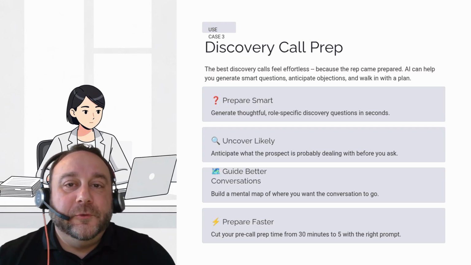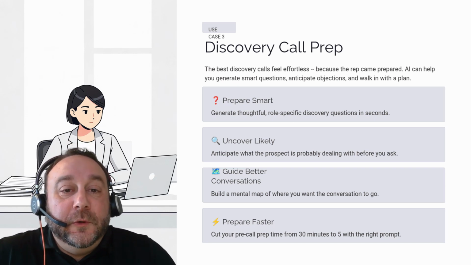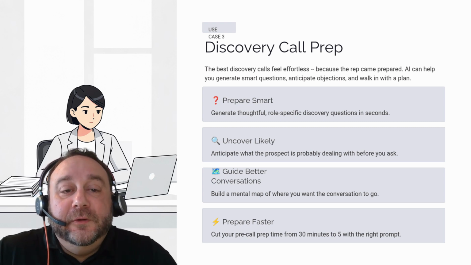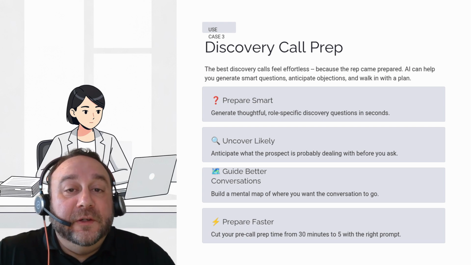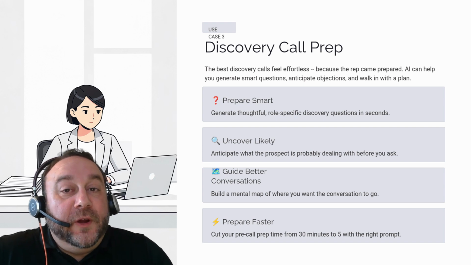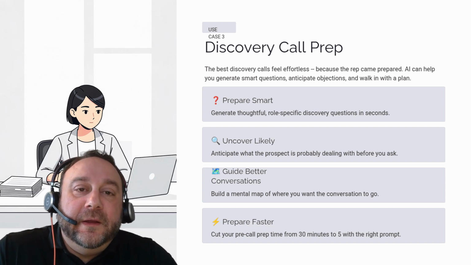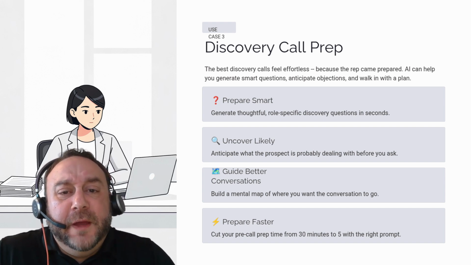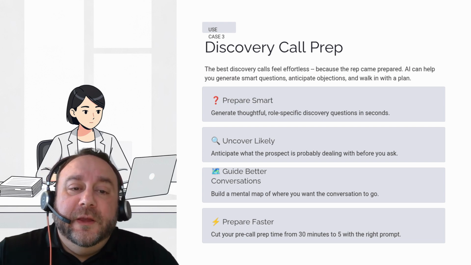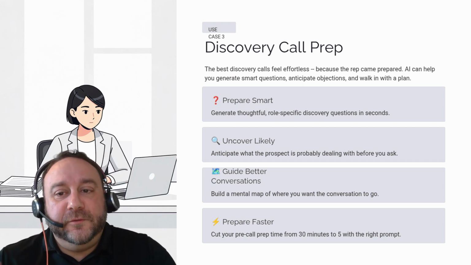The third major use case is discovery prep. This is one of the easiest ways to use AI well in sales because it helps you show up to calls more prepared, more relevant, and more confident. Before a discovery call, many reps know they need good questions, but they are not always sure which direction to take. AI can help generate thoughtful questions based on the buyer role, the likely business problem, and the situation you are walking into. That saves prep time and helps improve the quality of the conversation.